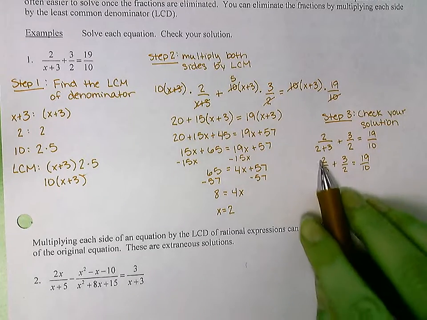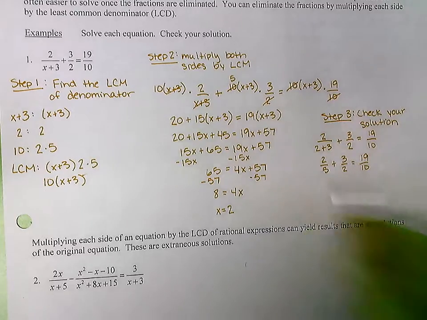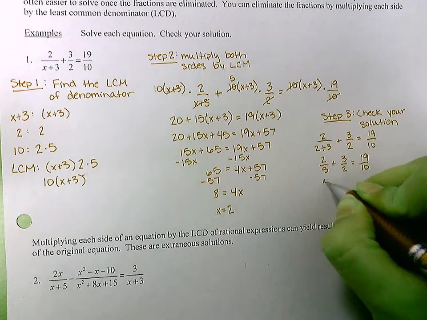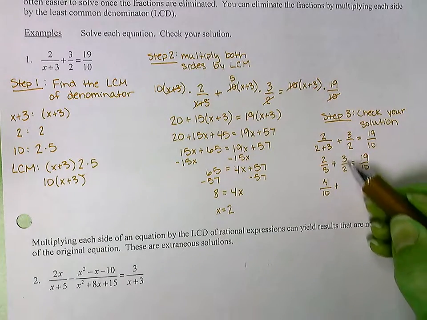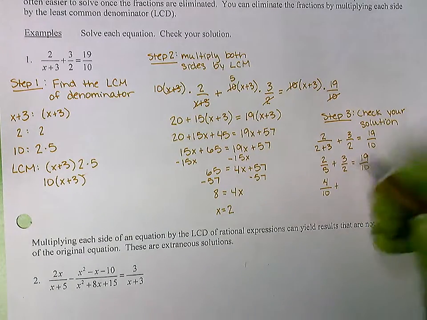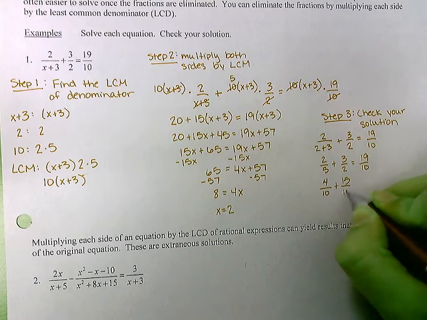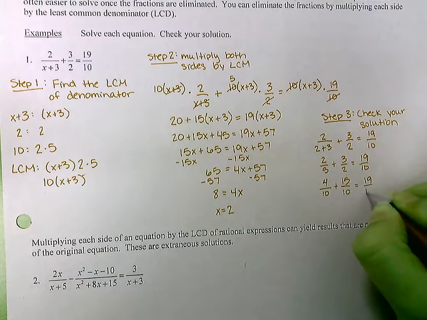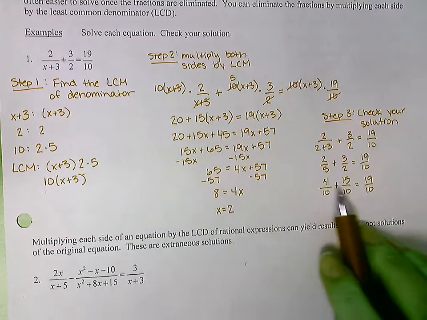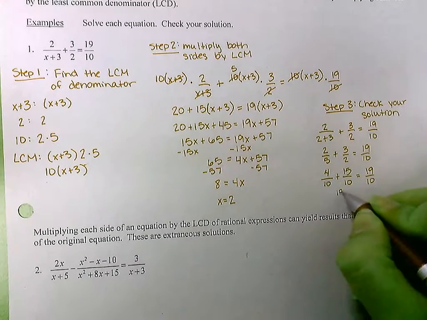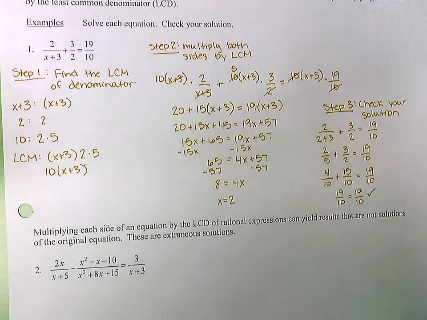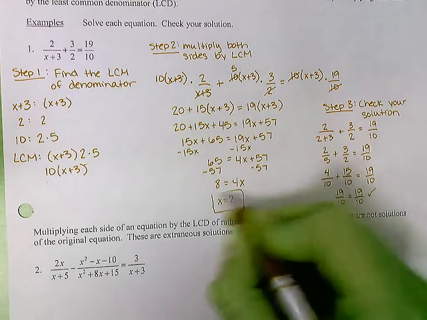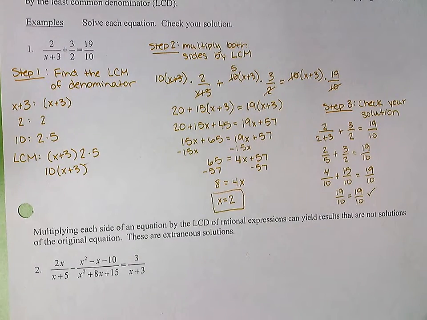So I need to multiply the numerator and denominator on this one by 2. So I have 4 over 10 plus I need to multiply these two by 5. So I have 15 over 10 equals 19 over 10. Now I can add my numerators. So I have 19 over 10 equals 19 over 10, and that is true. So x will equal 2.